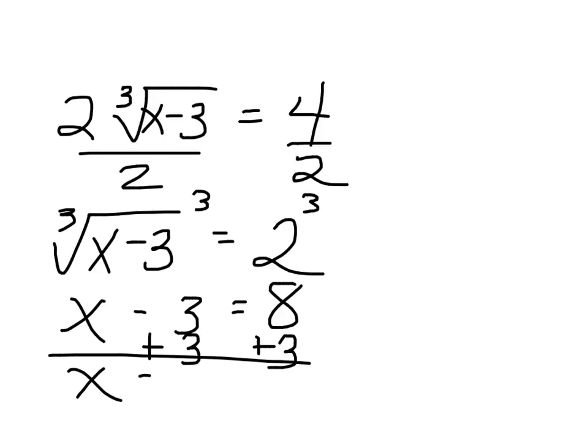11. So when I get that answer, if I put that in there, 11 minus 3 is 8. The cube root of 8 is 2. And 2 times 2 equals 4. Did it work? Absolutely. Very good. What do you think so far? Not too bad for the first ones?